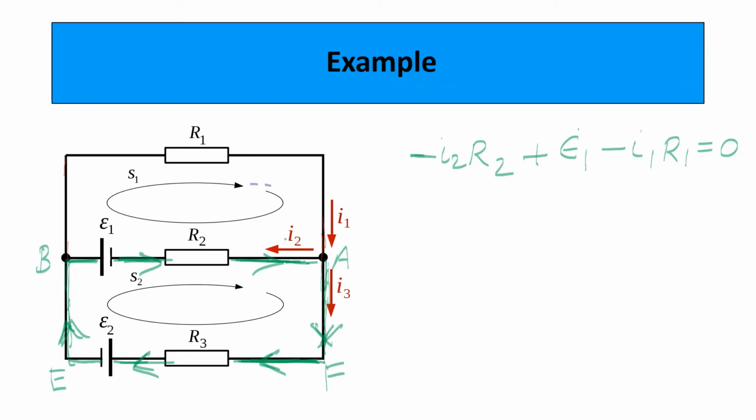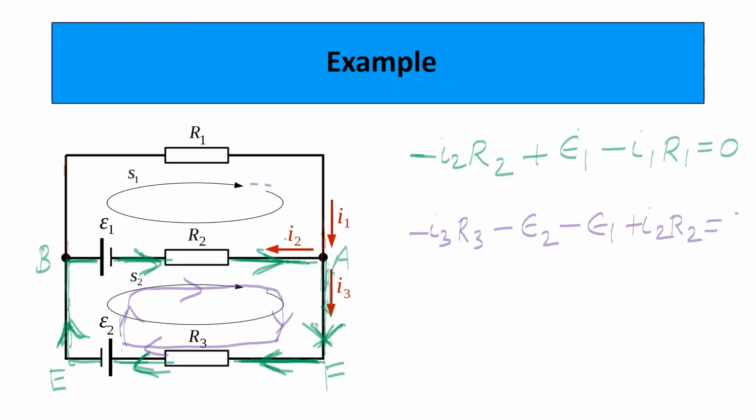The current I3 flows in this direction. What is the assumed direction of current flow? The assumed current flow is in the clockwise direction. The current flows clockwise. Let us apply Kirchhoff's voltage law to this loop 2. Minus I3 R3 minus epsilon 2 minus epsilon 1 plus I2 R2 is equal to 0.